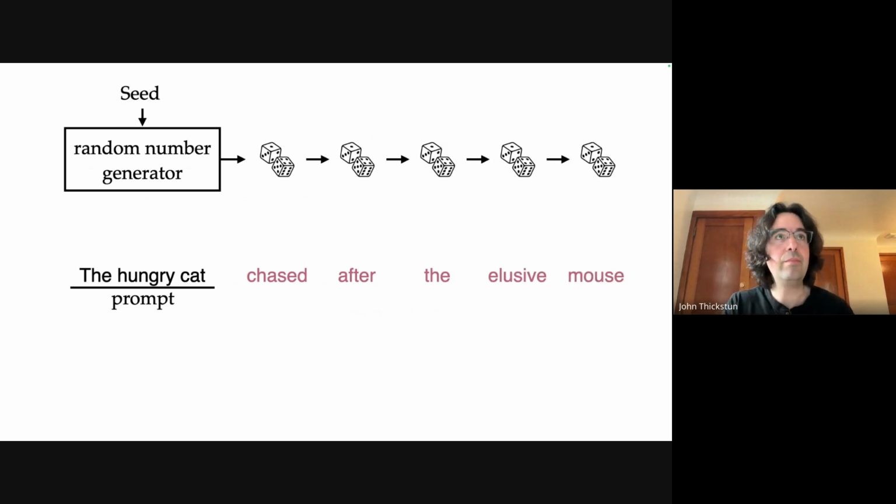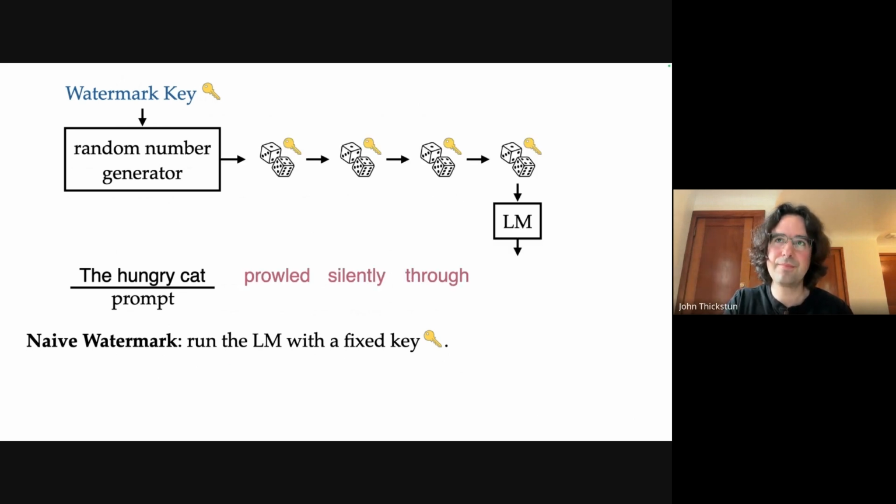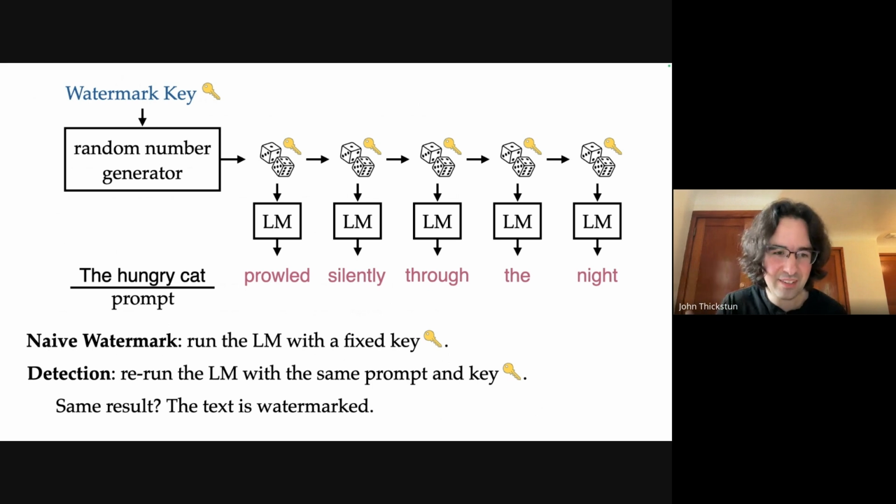And notably, this random number generator has a seed that's used to determine this sequence of, well, really pseudo-random numbers that come out of the RNG. So as a thought experiment, here's a very naive watermark. Let's just run this LLM with a fixed seed. We'll call that the watermark key. And now, if I want to detect this watermark, we can just rerun the LLM with the same key and see if we get the same result.